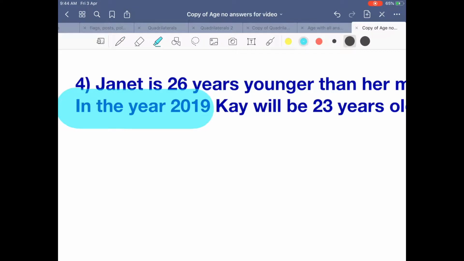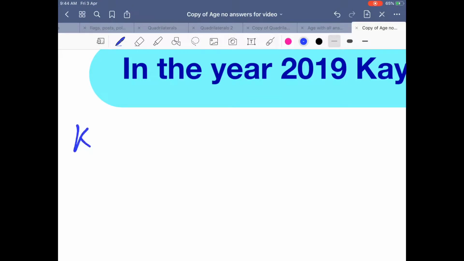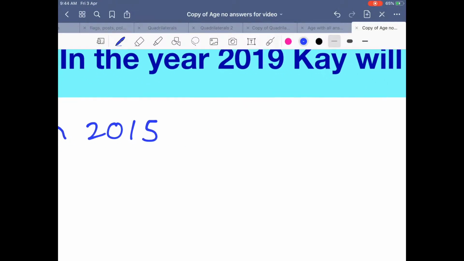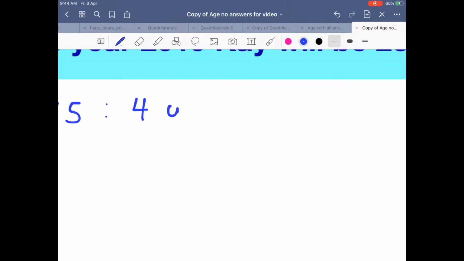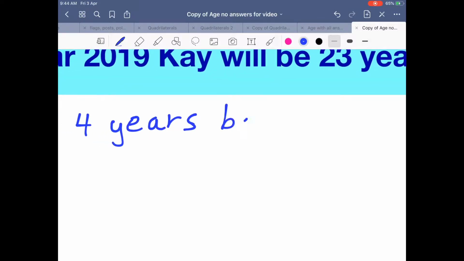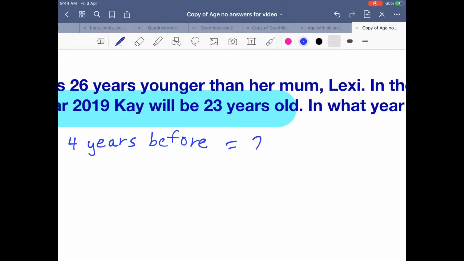So they told us in the year 2019, Kay will be 23 years old. We want to determine Kay's age in 2015. So 2015 is 4 years before 2019. So we simply need to subtract 4 from Kay's age in 2019. So that's 23 take away 4, which is 19. So she's 19 years old in 2015.